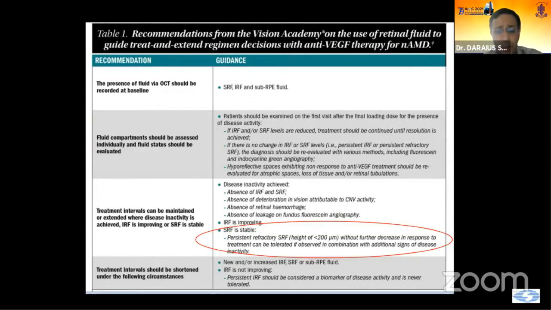So this number keeps coming up: when the persistent fluid is less than 200 micron, and there's no further worsening of the vision, and everything seems stable. This is when they define SRF to be stable.